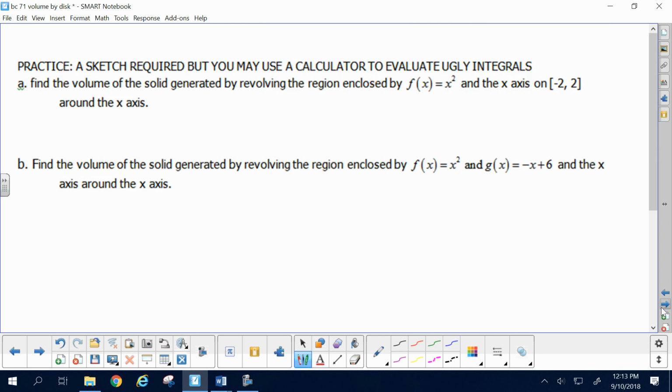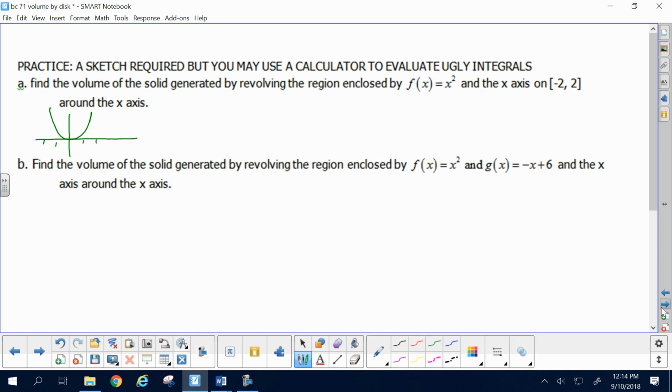So let's try these here. I do require you to draw a sketch. I don't care if you stink at art, I still want a sketch. In this case, you've got the x squared function from -2 to 2 revolved about the x-axis.